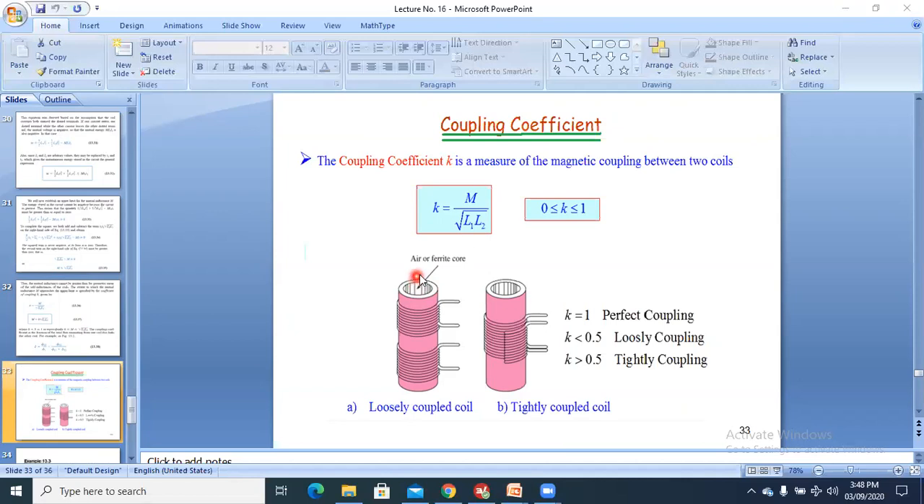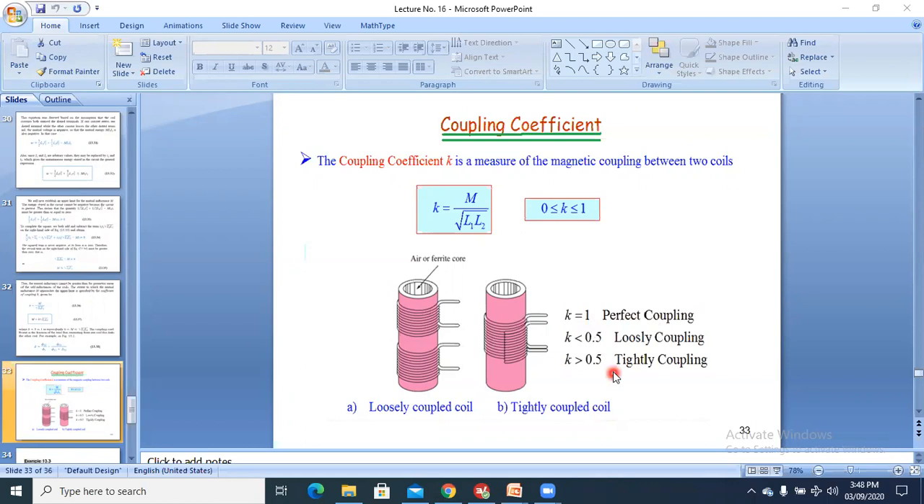So this coupling coefficient would be between 0 and 1. If it is tightly coupled, its value is greater than 0.5, and if it is loosely coupled, its value is less than 0.5. For perfect coupling, its value is 1.